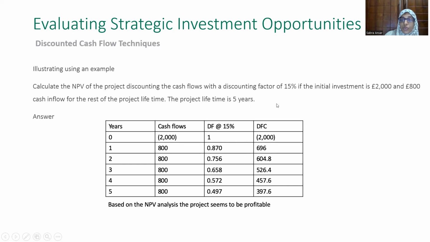So what basically happens is here we will be doing a cumulative amount. So minus 2000 and then plus 696, 604, 526, 457, 397. So we just do an addition here. We add all these cash flows together and then minus the 2000. As you can see, is the amount more than 2000? Yes, obviously, so it will be a positive amount.